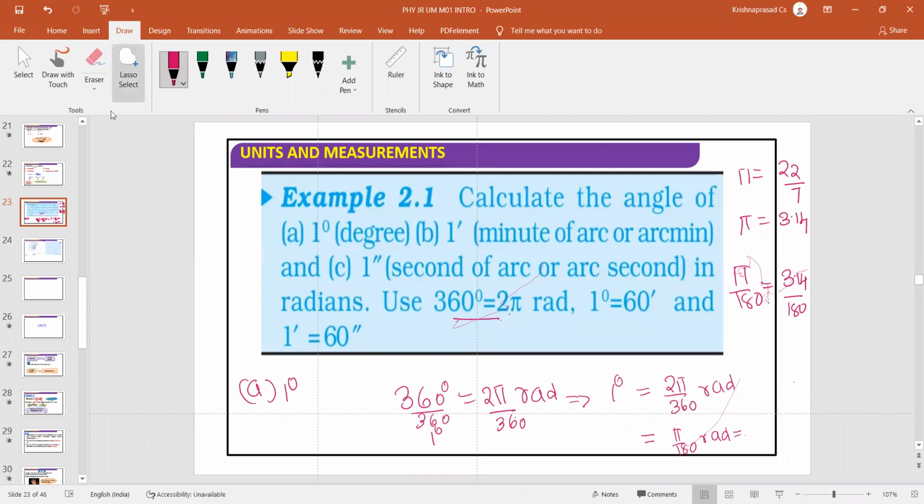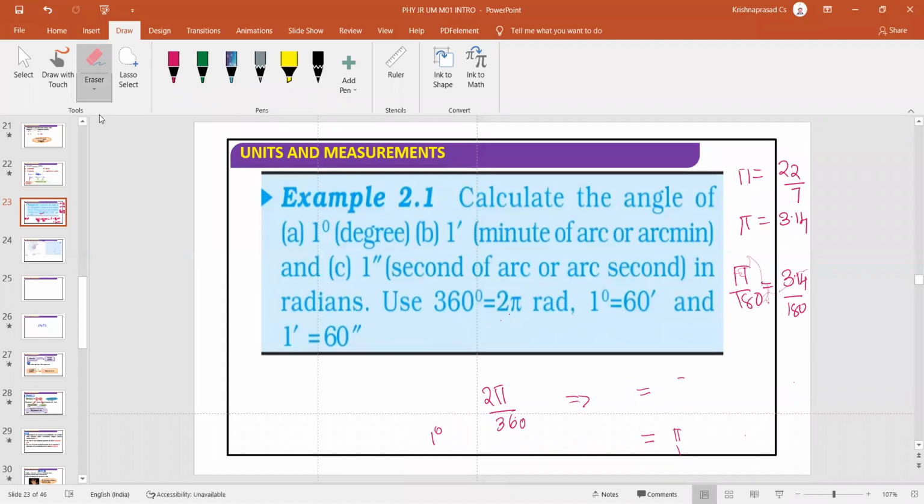Can I erase this part? Hello, all? Yes, sir. I'm going to erase this part, okay? In order to explain that part, which is written on the right-hand side. Sir, can you again explain that first one? Yes, why not? Just a minute. I'll erase this all.